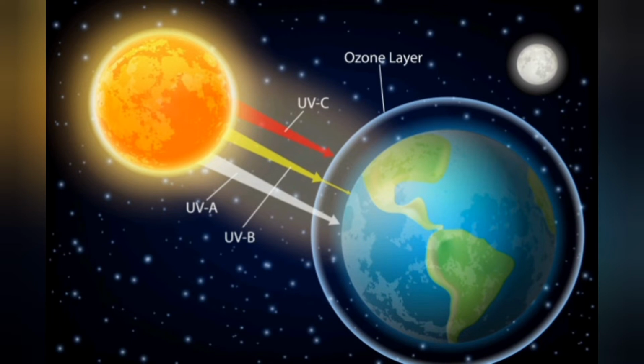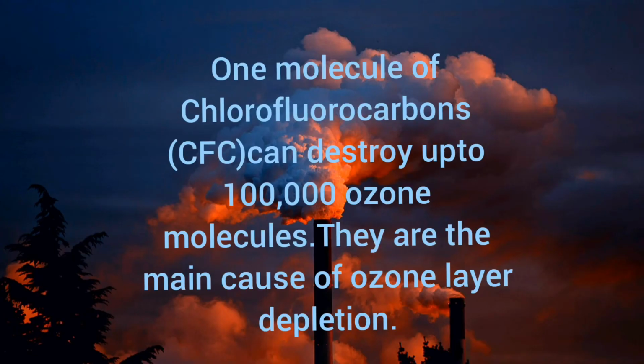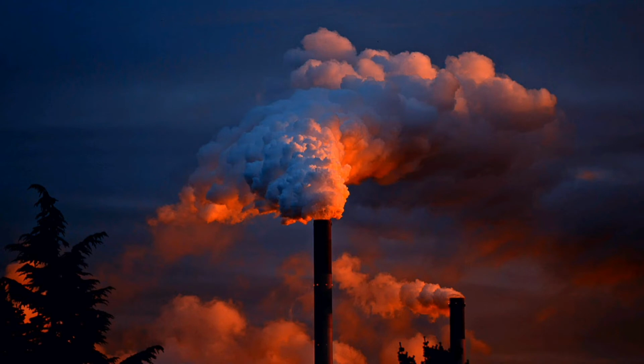One of the important causes is the emission of chlorofluorocarbons. One chlorine molecule from CFC or chlorofluorocarbon can destroy up to 100,000 ozone molecules. So, chlorofluorocarbons are the main cause of destruction of the ozone layer. Compounds like bromine, halogens, as well as nitrogen oxide can also cause damage to the ozone layer.